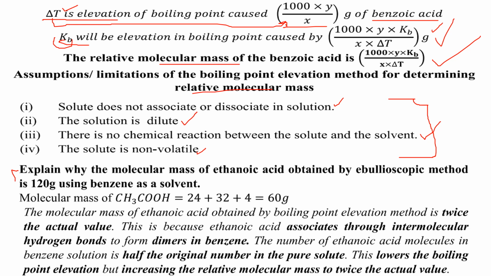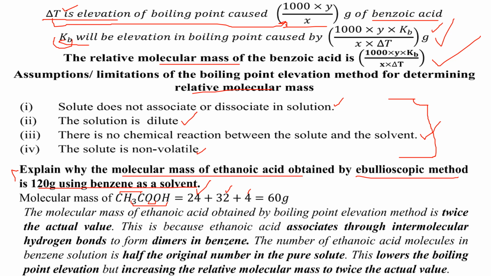Now we are saying: explain why the molecular mass of ethanoic acid obtained by the ebullioscopic method is 120 grams using benzene as a solvent. Now, since we don't know, we have to calculate the theoretical molecular mass for ethanoic acid, which is going to be given by 2, since we're having 2 carbon atoms. 2 times 12 is going to give you 24. Then 2 times 16, because you're having 2 oxygen atoms, is going to give you 32. Then plus 4, because you're having 4 hydrogen atoms times 1. And the total RFM is going to be 60.